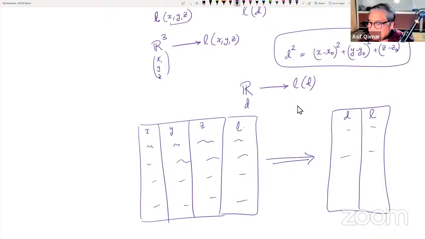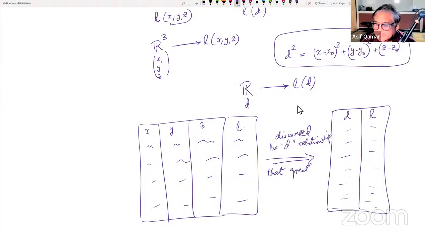And now, same number of data instances. The magic is you discovered the function, the relationship, that greatly simplifies the understanding of the data.